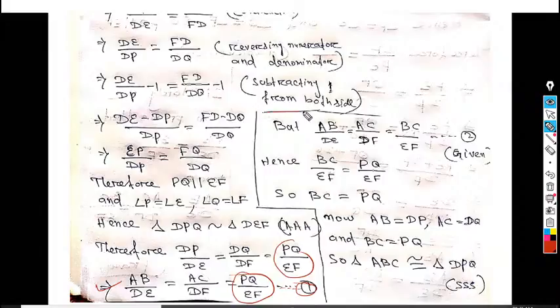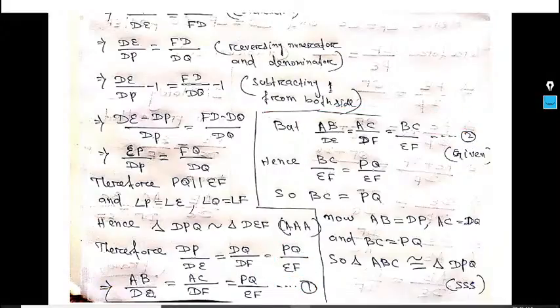But from here now we will start. Remember what was given to us. The given was AB by DE equal to AC by DF equal to BC by EF. Let's make it statement 2. From statement 2 and statement 1, what will we conclude?